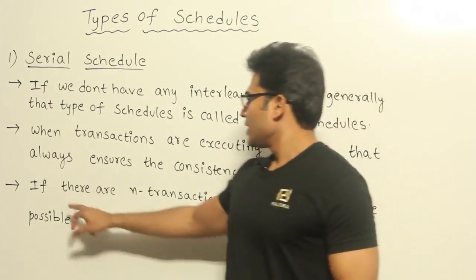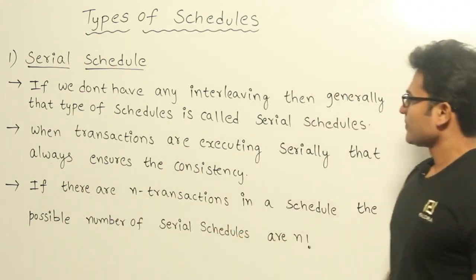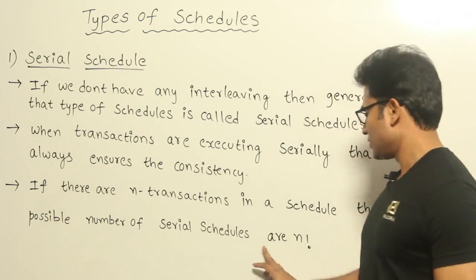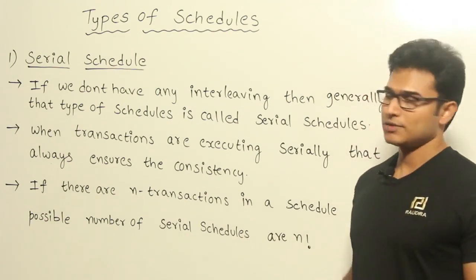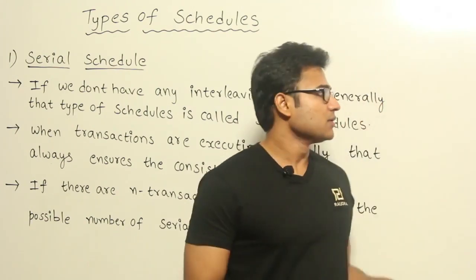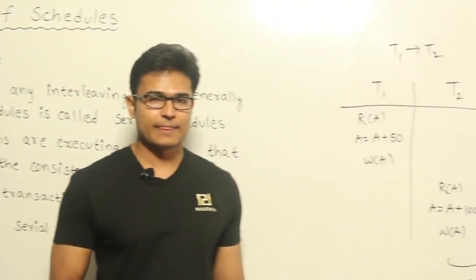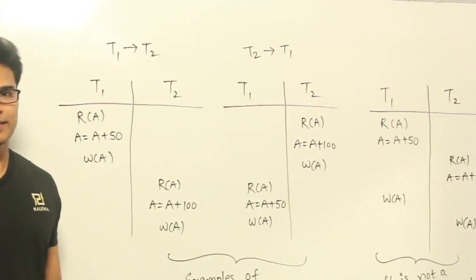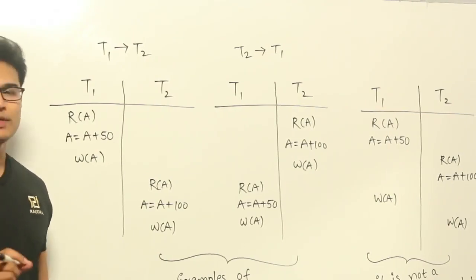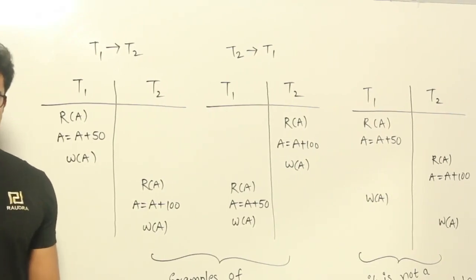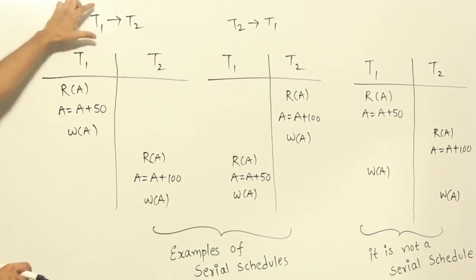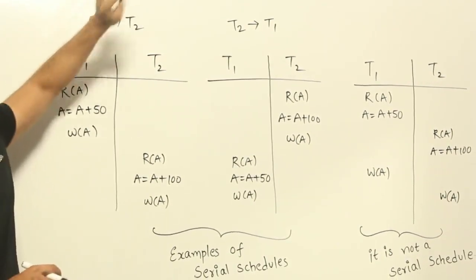And the next one is, if there are n transactions in a schedule, the possible number of serial schedules is n factorial. This is what we have seen. Now let's see an example. Assume that we have two transactions, then how many serial schedules are possible, and what are the examples? Assume that the two transactions are T1 and T2.